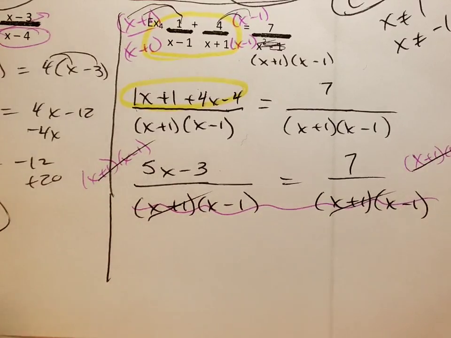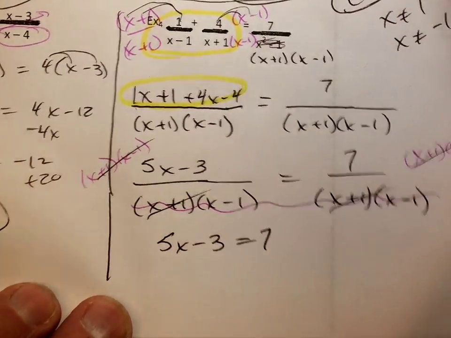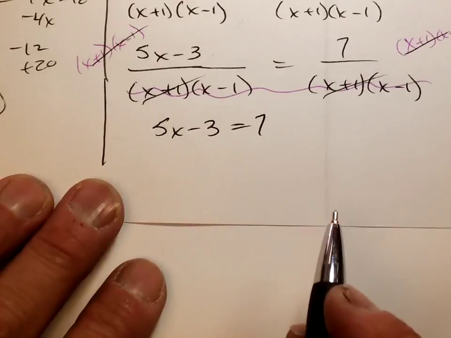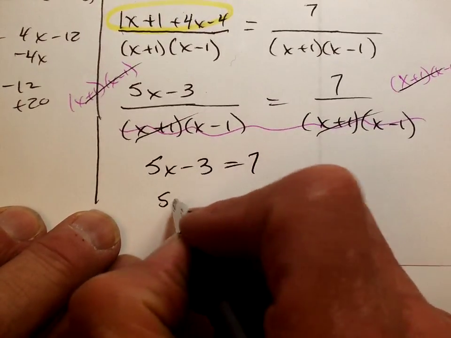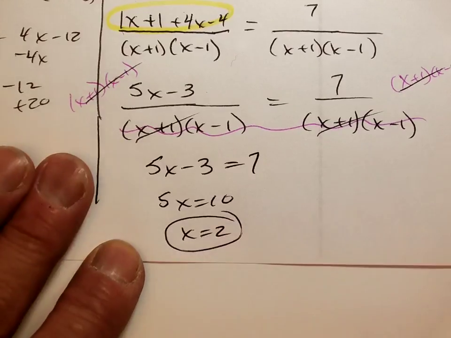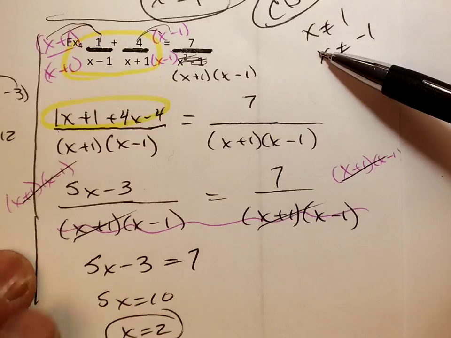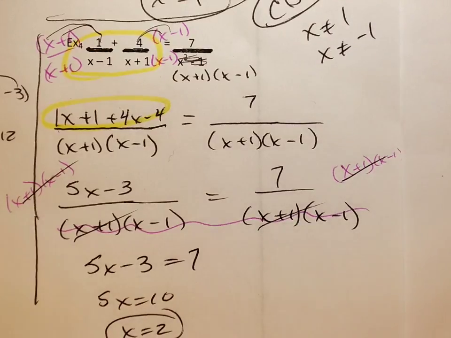Okay, so then let's go down to 5x minus 3 equals 7, right? Plus 3, 5x equals 10. Divide by 5, x equals 2. Is 2 okay? Sure it is. What it couldn't be was 1 or negative 1. So 2 is just fine. Okay, that was a little bit harder, right? But not too bad.